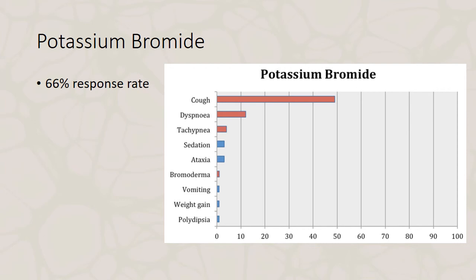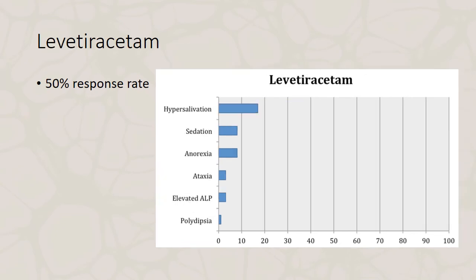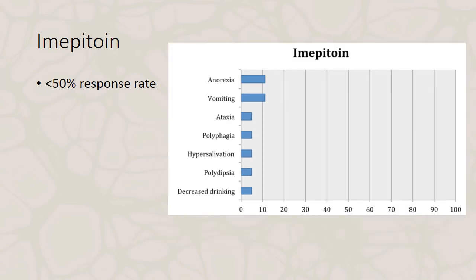It's usually initially at the start of the use of bromide, so if a patient presents to you on potassium bromide, they've been on it for months or years. As long as it doesn't seem to be a side effect of the bromide, it should be safe to continue therapy with it. Levetiracetam appears more effective in cats than in dogs, but it still has to be given 3 times a day. And imepitoin does not appear as effective in cats as it does in dogs.